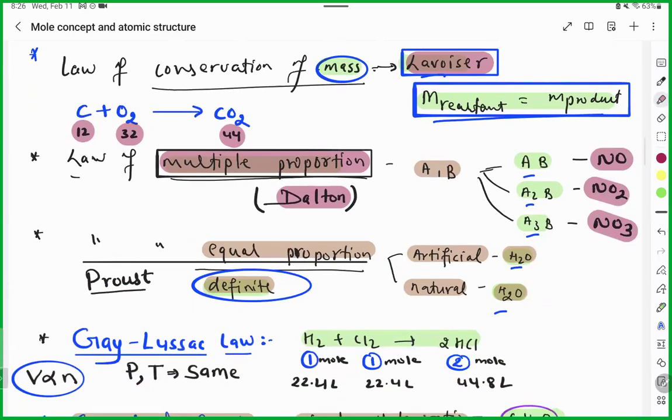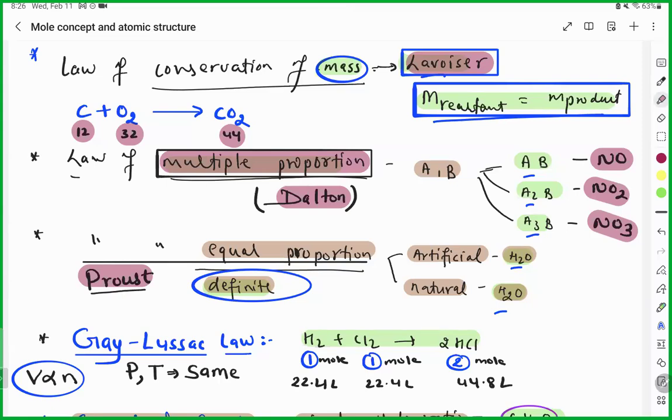Law of definite proportion or equal proportion given by Proust. He said whether you take artificial material or natural material, material will remain same. Example, if you take artificial water or natural water, both water will have H2O composition only.